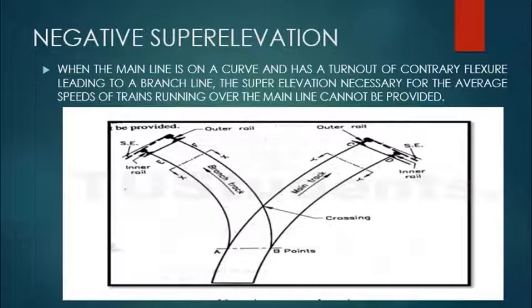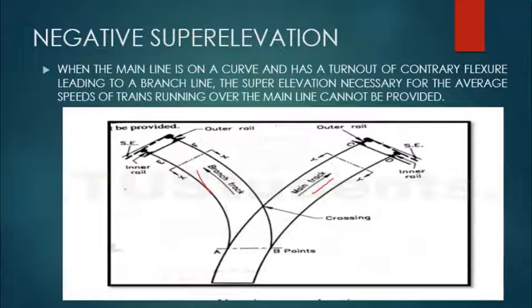Next is a super interesting topic: negative super elevation. What is a negative super elevation? You can see a picture here. There are two curves. One curve is emerging from the main track. Here you can see a main track and a branch track. A branch track is emerging from points A and B on the main track, and it is moving in another direction. So there are two curves. So here there will occur a super elevation called a negative super elevation.